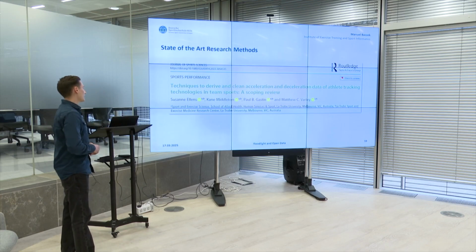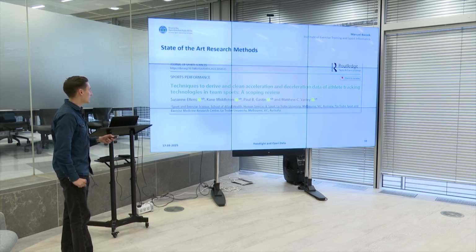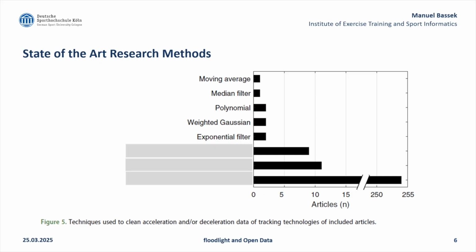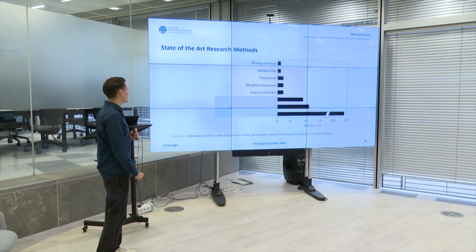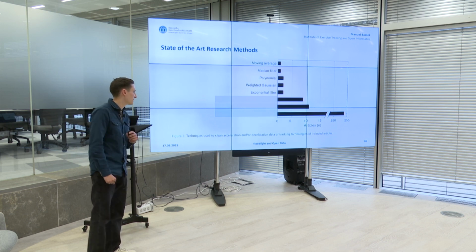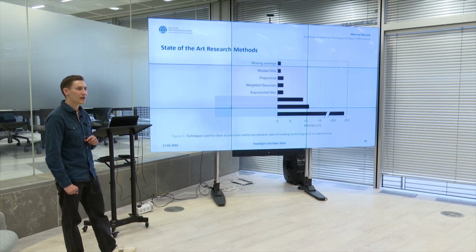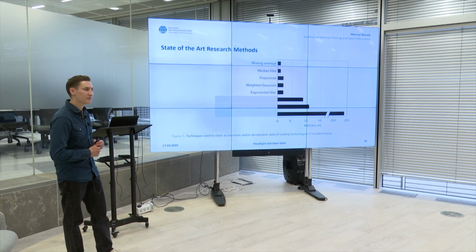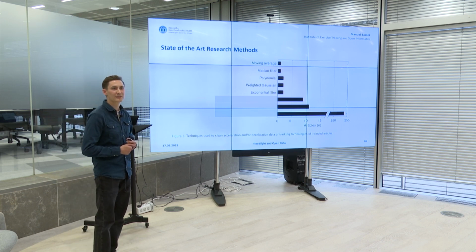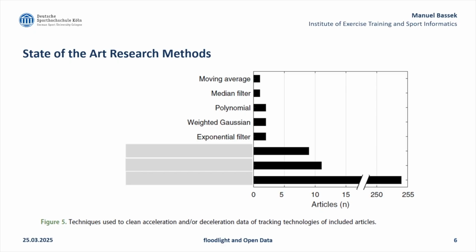I want to have a quick look at what they extracted here. So these are the techniques to clean the raw data before actually deriving the accelerations from it. So we have moving average filters or median filters, some more advanced polynomial filters and exponential filters in there for some of the articles. And I want to maybe play a quick guessing game and see if some of you can guess the most frequently used filtering methods today in the literature about accelerations.